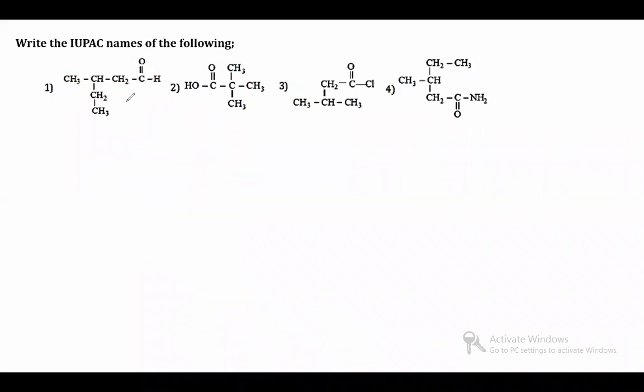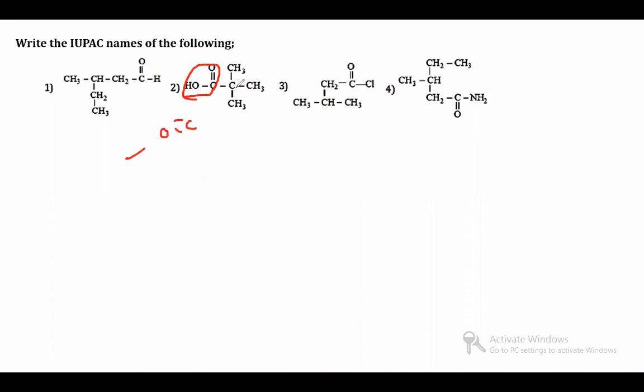Similarly, for the second one, the first one was 3-methylpentanal. The second one should get the lower value from this side: 1, 2, 3. How are we getting that? This will be COOH, the functional group of oic acid, right?